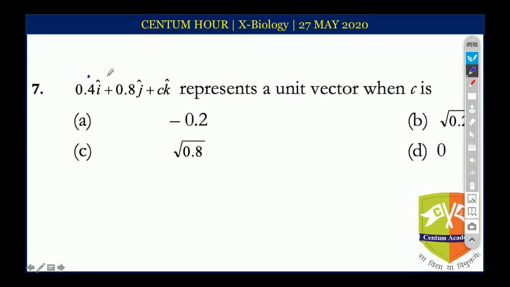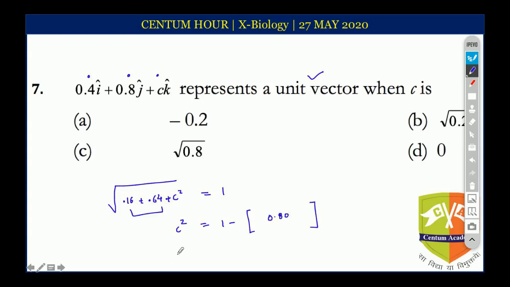See, guys. A, B, and C are available. You know the magnitude will be calculated as square root of A square, B square, and C square. You don't know what is C. This should be equal to 1 in order to make this a unit vector. Squaring on both sides, you will get C square is equal to 1 minus 0.80. So C is equal to square root of 1 minus 0.80, which is 0.20.